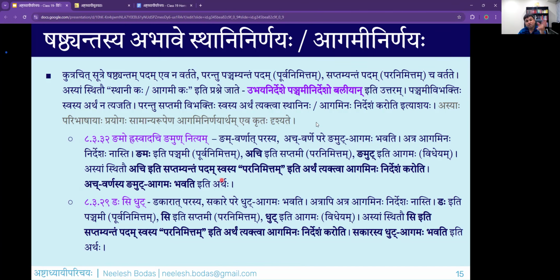In such a case, when there is a conflict of deciding who is the sthani, ubhaya nirdeshe panchami nirdesho baliyan. So panchami vibhakti will retain its meaning, saptami vibhakti will leave its meaning of paranimittam. Instead, it will start becoming the agami or the sthani. And as I mentioned, most of the examples that you will consider or learn through the course are only related to agami and not related to sthani.